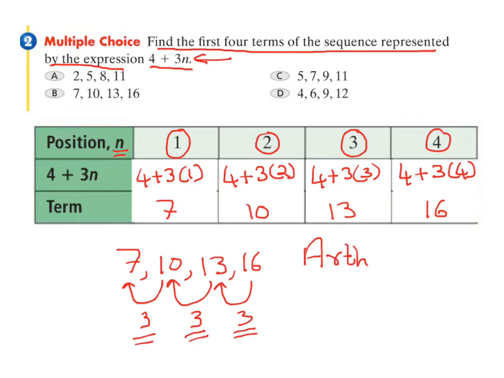Although the question does not ask that, it is an arithmetic sequence. And what is the common difference? The common difference is 3.